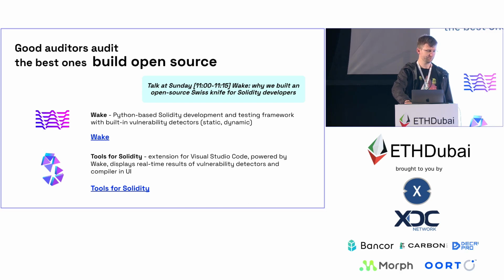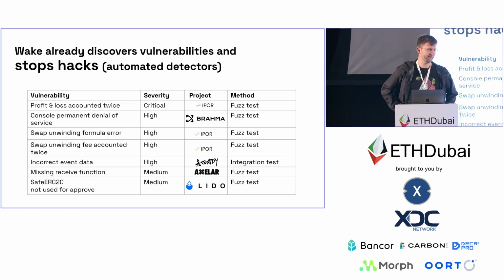But here I want to speak about what we can do with the tech, because the tech is quite powerful. So far, these are some of the issues that we have discovered in quite high-profile protocols, not by a manual code review like every other auditor, but using our technology. You can see we had a medium issue in Lido recently, of course some criticals, and a high severity issue in Brahma. So the tech really works.